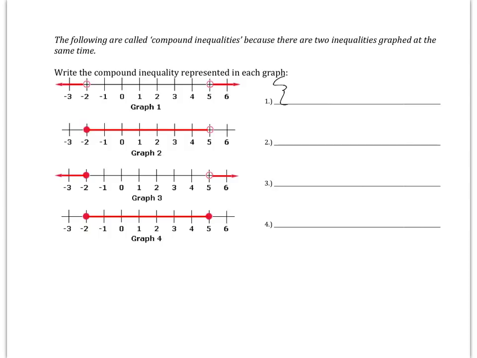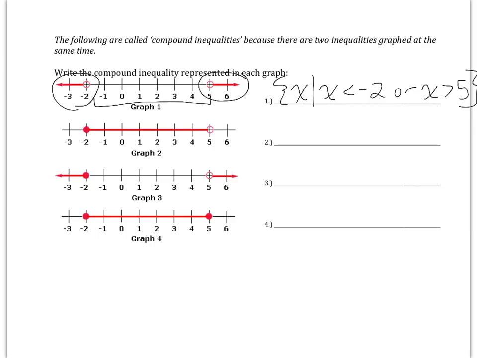And so the way that we would write this, if I was writing it as a domain, I would start with x such that, and then I would take this part of the graph, which would be x is less than -2, or then I would take this graph and make it x is greater than 5. So basically, this would cover all of the x values, or every number on the number line, except for this section right here in the middle.